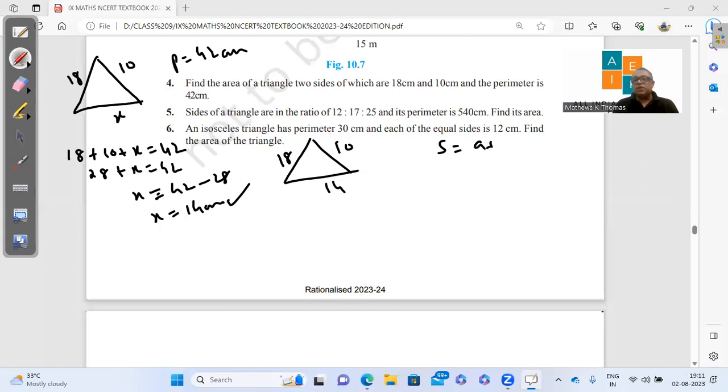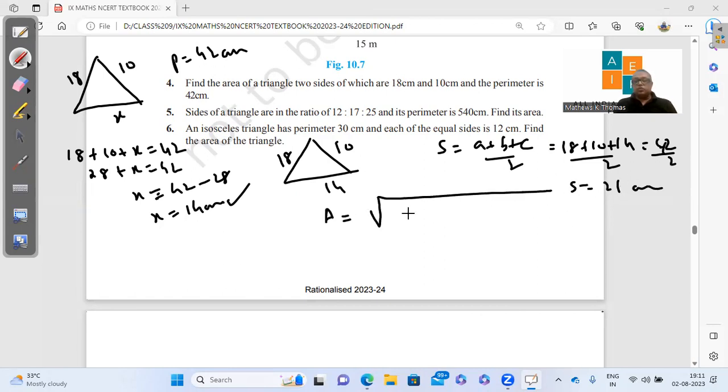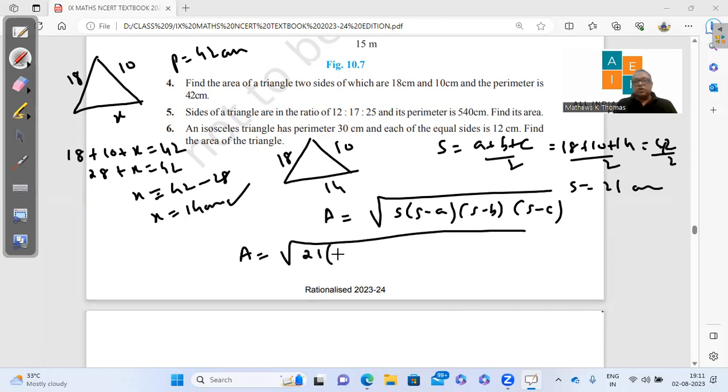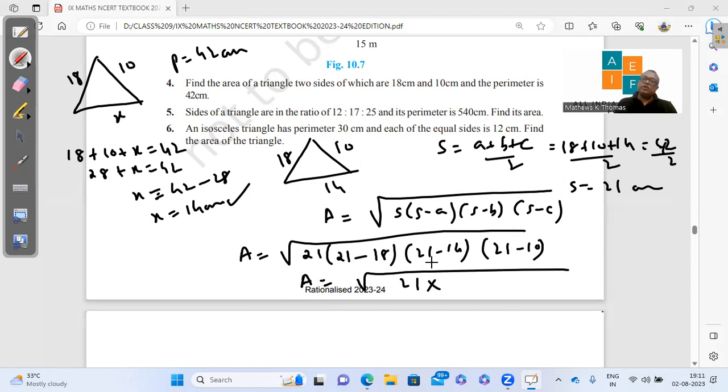Now we know that semi-perimeter is, add all the 3 sides, is already given 42. Okay, so 42 by 2, we are going to get the semi-perimeter as 21. So semi-perimeter is 21. Now I'm going to use Heron's formula, root of S, S minus A, S minus B, S minus C. So area is going to be root of 21 into 21 minus first side 18, 21 minus 14 the second side, and 21 minus 10 the third side. So when I solve this, I'm going to get 21 into 21 minus 18, we get 3. 21 minus 14, we get 7. 21 minus 10, we get 11.